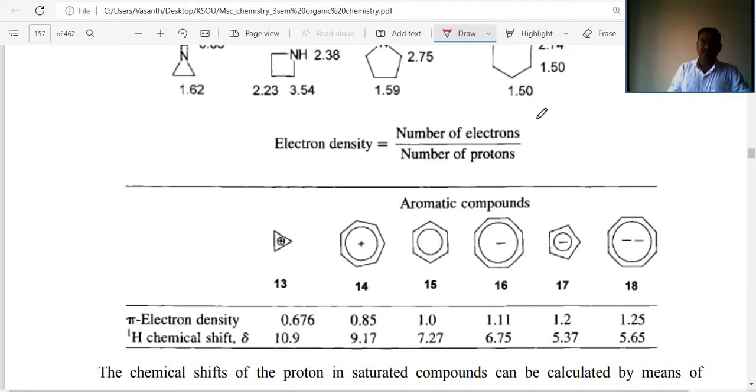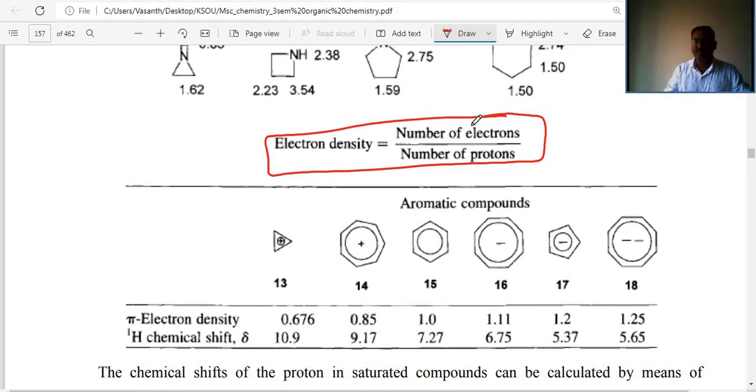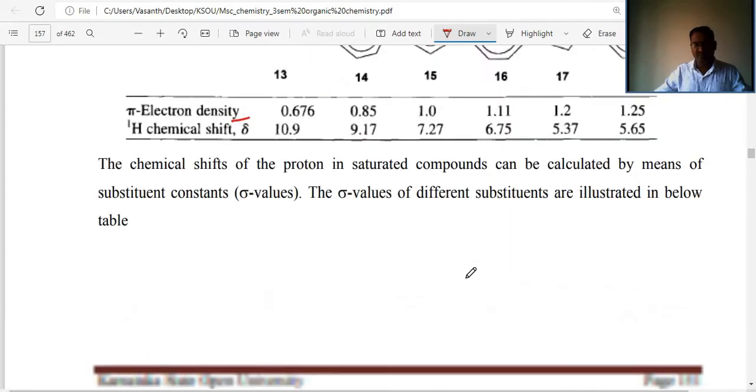The electron density is calculated as the ratio of the number of electrons to the number of protons. This is the aromatic compound. This is the pi electron density for the propylium, etc. These are the chemical shifts for these aromatic compounds.